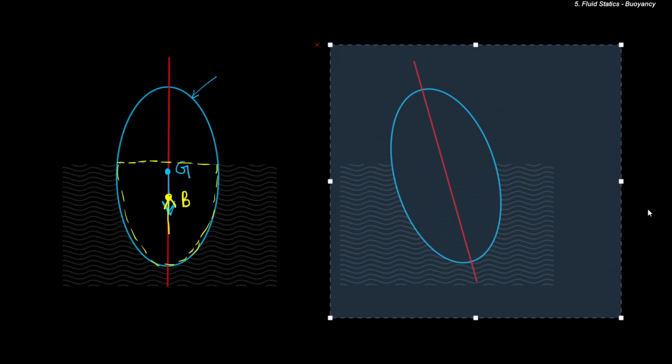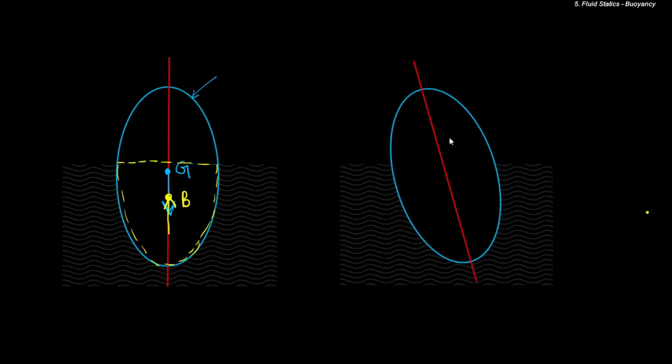To a position something like this. So what happens when you induce this kind of a tilt? Let me draw the original axis. It is going to be something like this, and this is the angle that you have tilted it by. So now the volume that is submerged changes and it has a net bias.